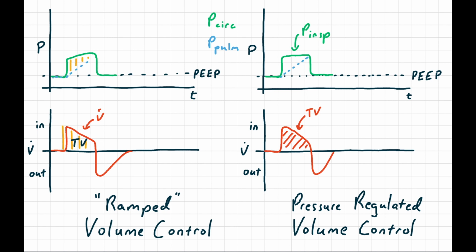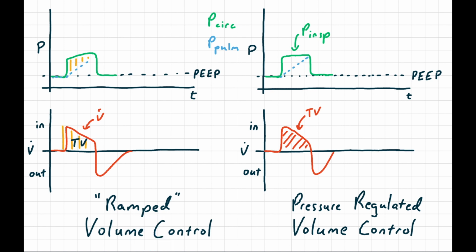So let's work through this with two examples on each mode. First, we'll look at an acute decrease in compliance, and second, we'll look at what happens if the patient coughs during inspiration. We'll start in our ramped volume control mode.